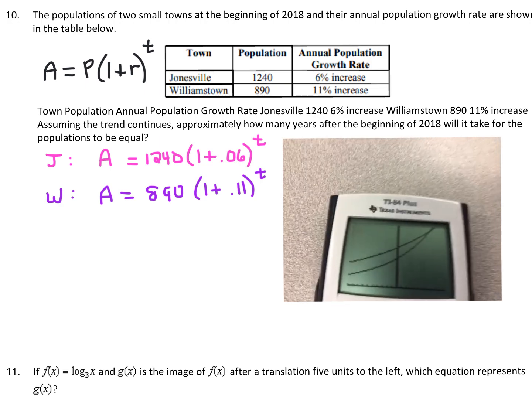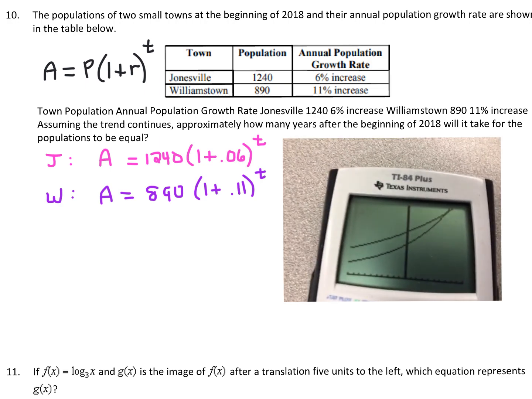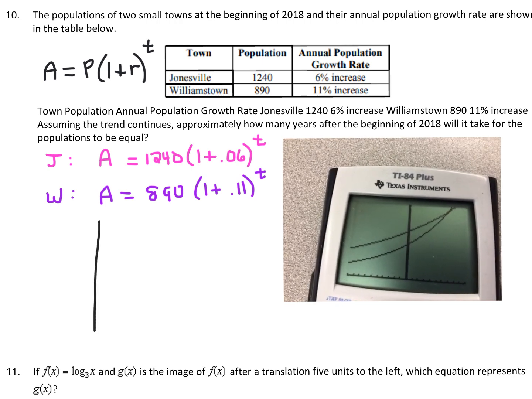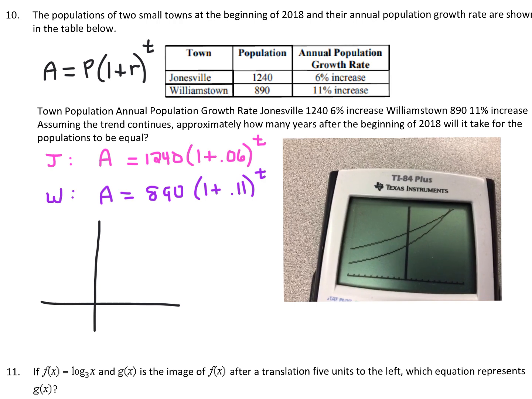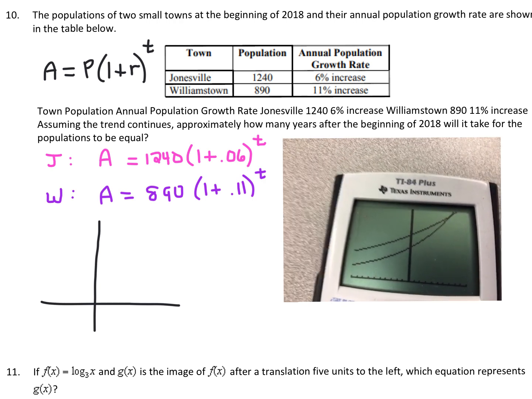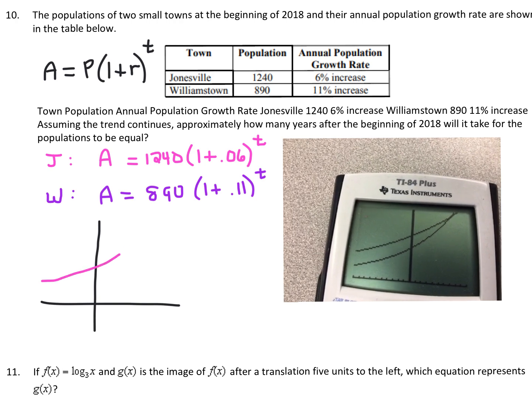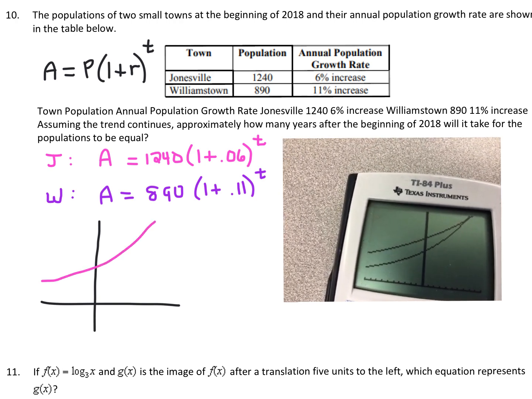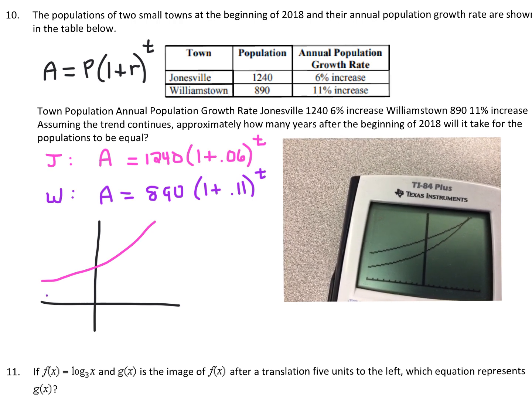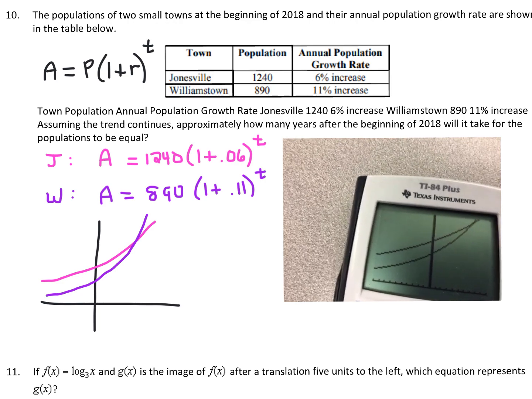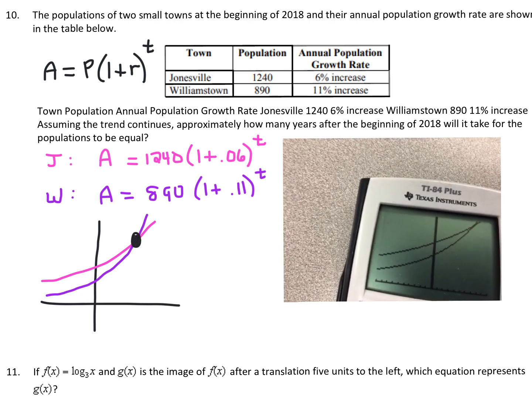So what I would first do is on my paper, to show work, I would just sketch a little picture of this. It doesn't have to be great. But we have, let me just say, I'm going to color coordinate this. We have Jonesville, and we have Williamstown. And really what we're looking for is the point of intersection right here.